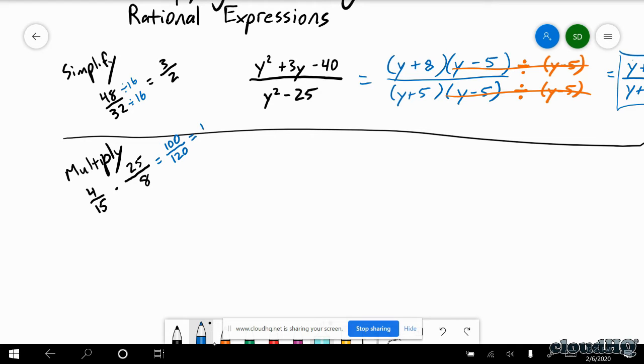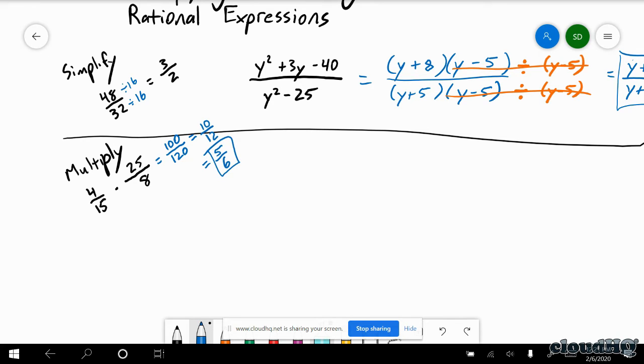Is that enough? We can divide both of those by 2. 5 over 6. So really I could have divided them both by 20. So 5 over 6 is our answer.